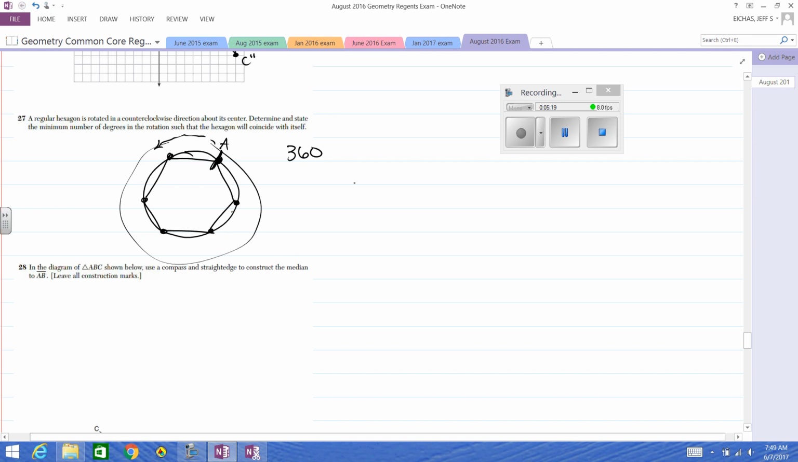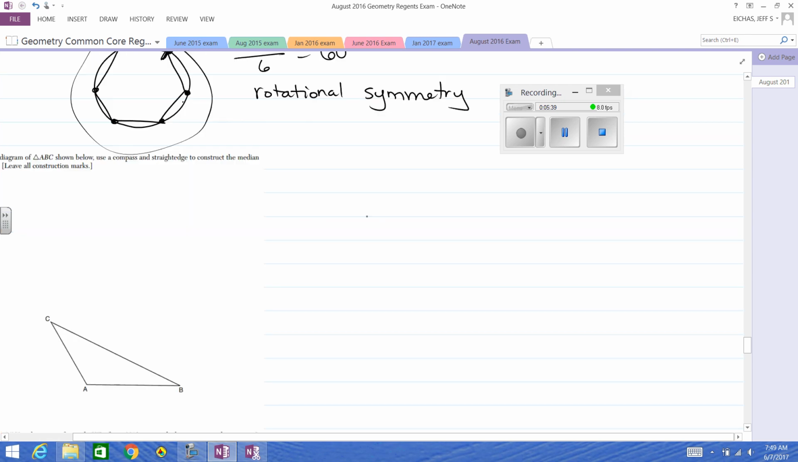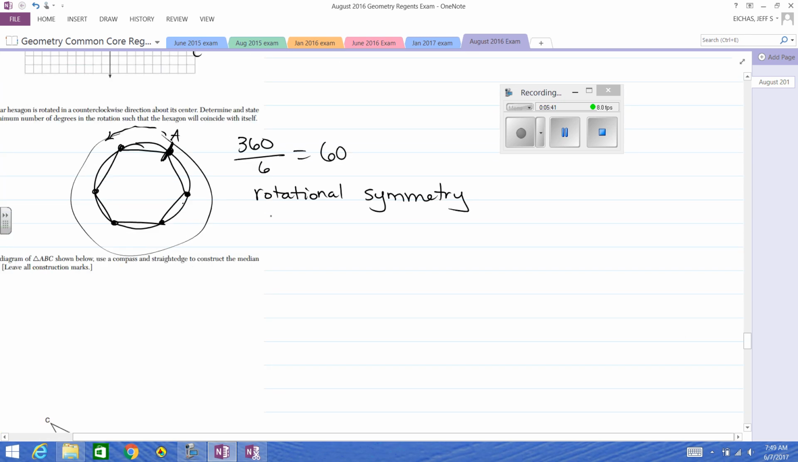Now, if there's 6 equally spaced points, we can divide by 6 and get 60 degrees. So every 60 degrees, you will map the figure onto itself, or it's called rotational symmetry, however your teacher has taught you that. So it's 60-degree rotational symmetry about this center point, and what they're looking for is 60 degrees.